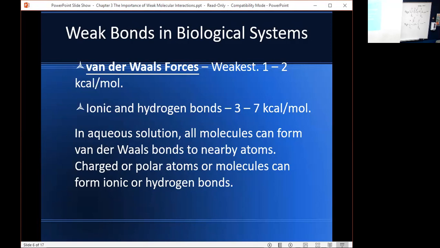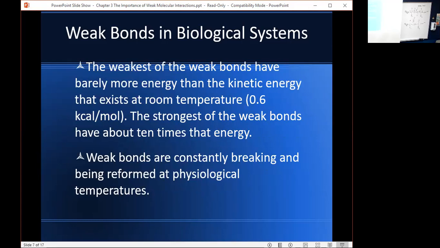In aqueous solution, all molecules can form van der Waals bonds to nearby atoms. Charged or polar molecules can form ionic or hydrogen bonds. The weakest of the weak bonds, in this case van der Waals interactions, have barely more energy than the kinetic energy that exists at room temperature. So we're talking about 0.6 kilocalories per mole. The strongest of the weak bonds have about 10 times that energy.